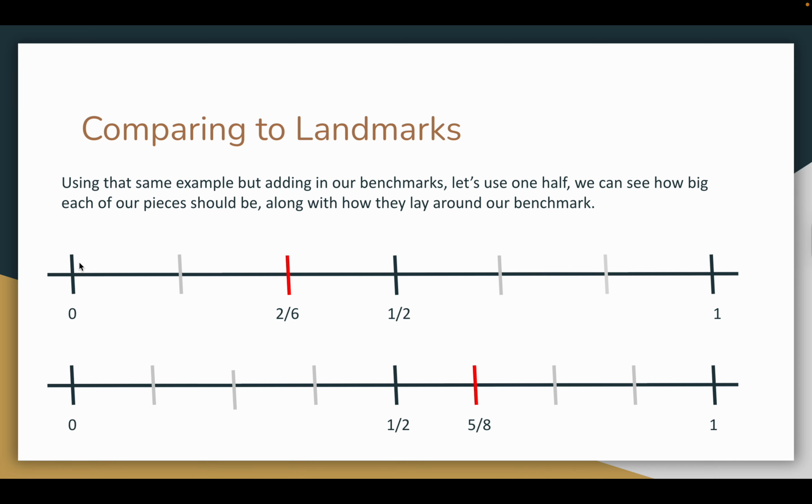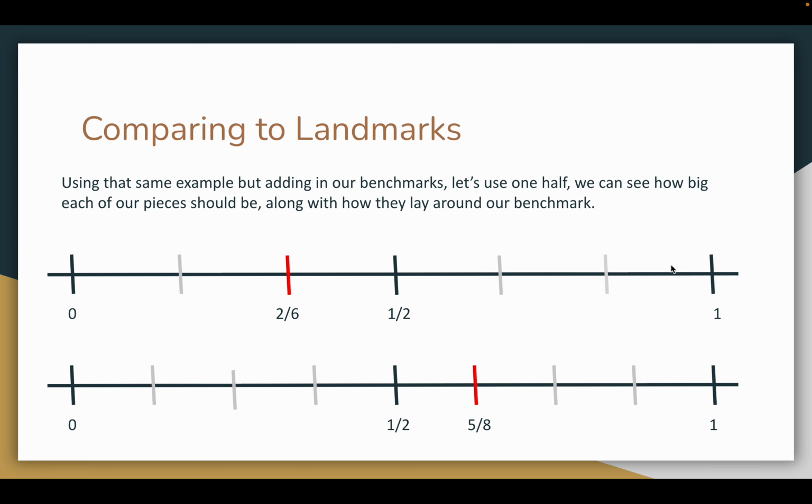Here, our landmarks we're using are 0, 1/2, and 1 on both of these number lines, and I also have them divvied up into steps based on the size of what each piece should be. That's what our denominator tells us, how many pieces our one whole is going to be split into.